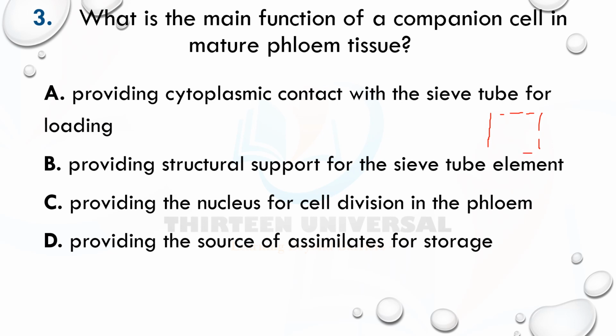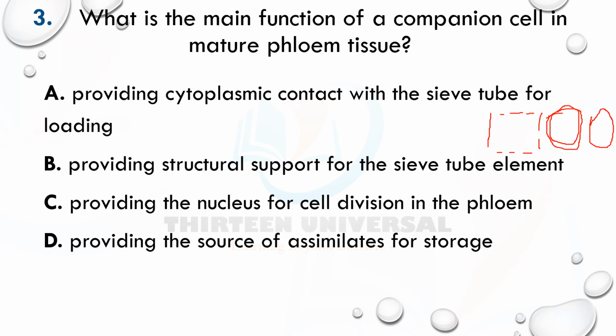This is the sieve tube element. The sieve tube element does not have a nucleus. It has few organelles, and this is the companion cell. The companion cell has a nucleus, right? Yes, it has a nucleus, so it can make the transport proteins needed to move substances, like the hydrogen ion pump and also the co-transporter protein, right?